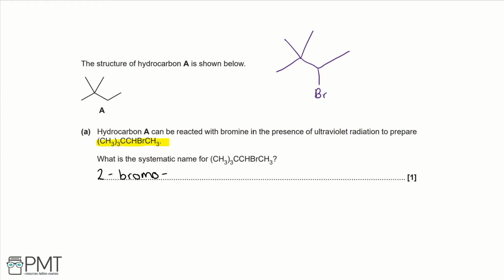Then we look at the side chains. We've got 2 on carbon number 3, so 3,3-dimethyl. Finally, we need to look at the longest carbon chain. That's 1, 2, 3, 4 carbons long, which is butane. So our full systematic name for the structure is 2-bromo-3,3-dimethylbutane. You need to write this systematic name in order to get the mark for this question.